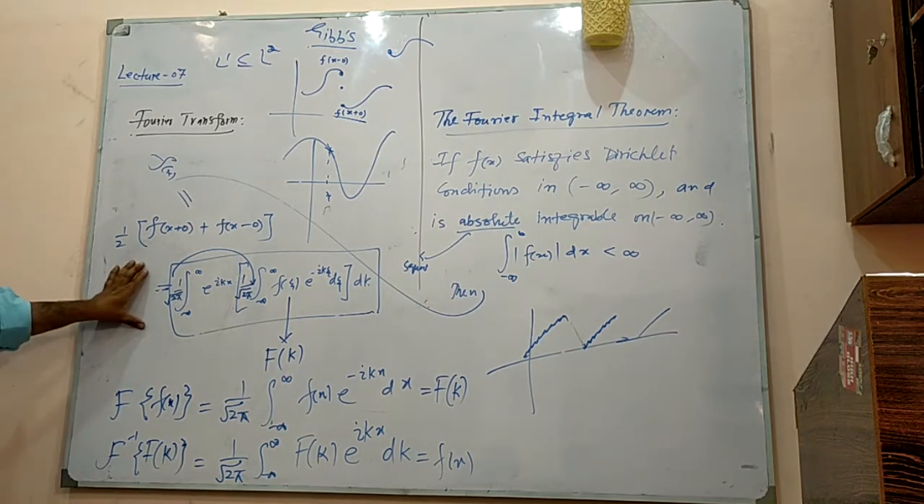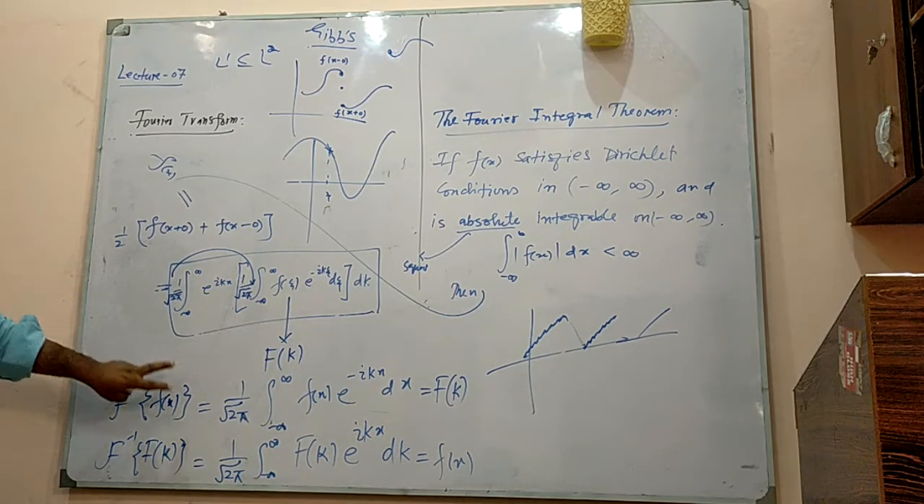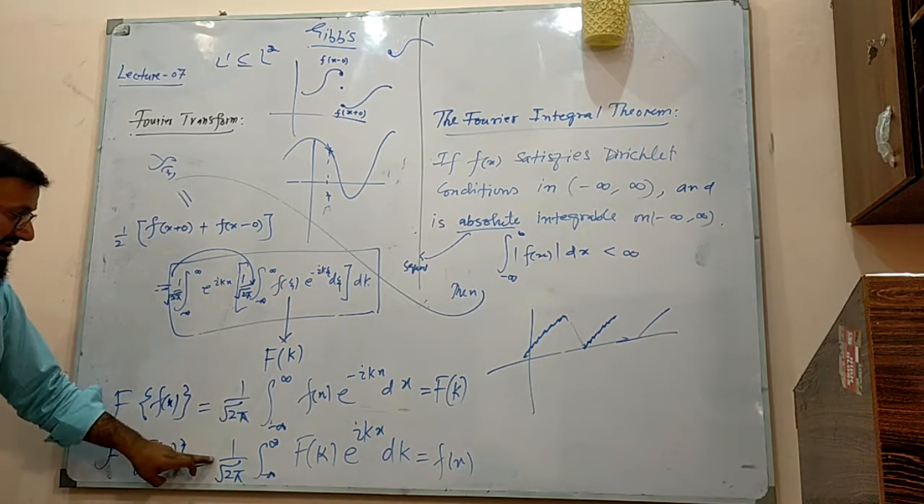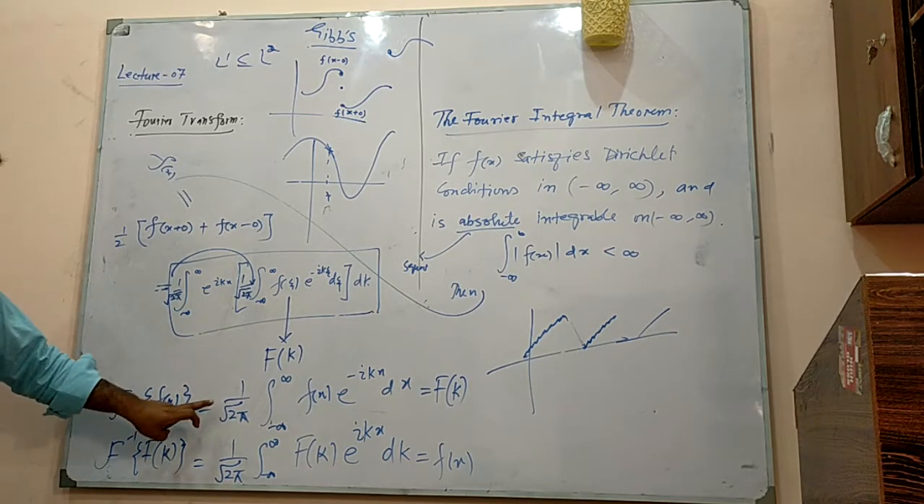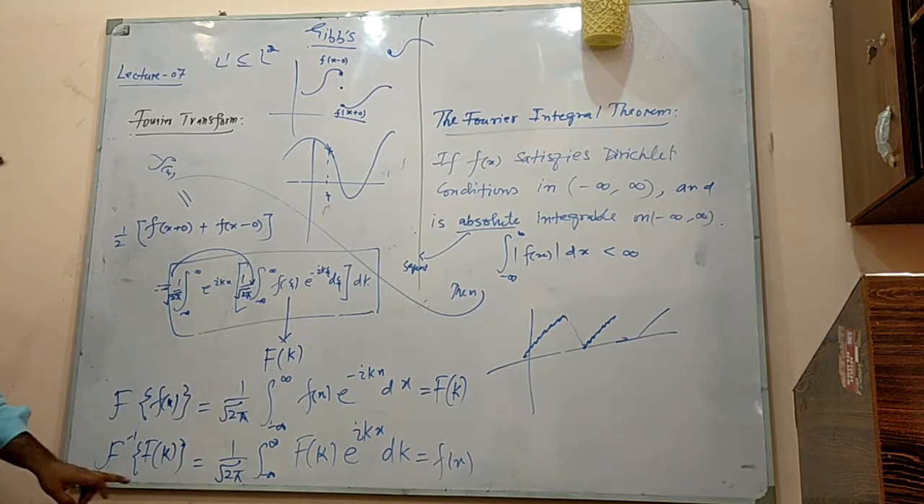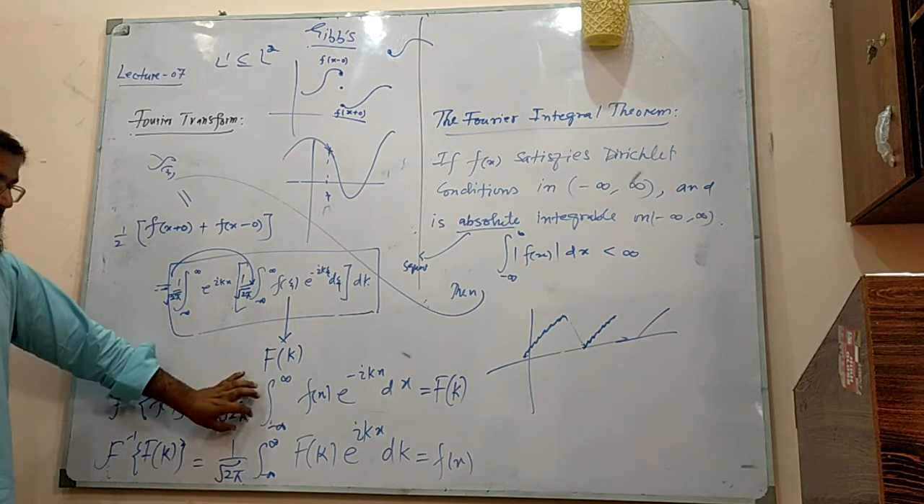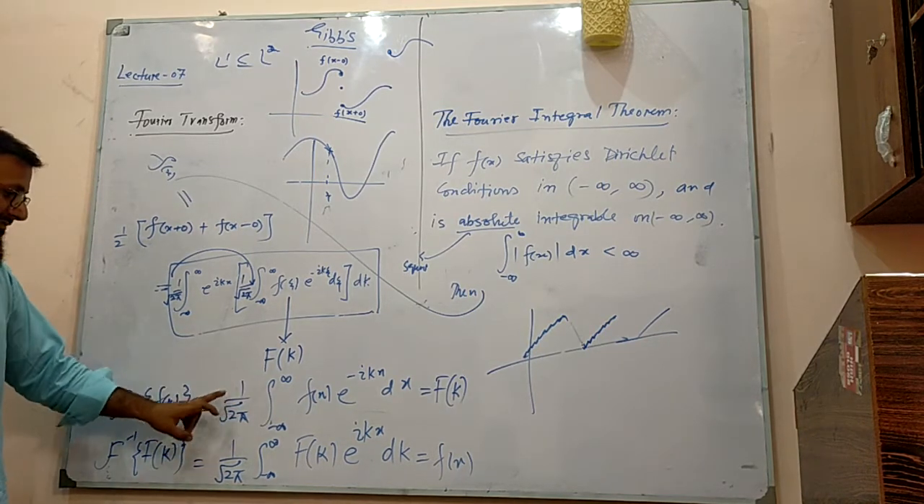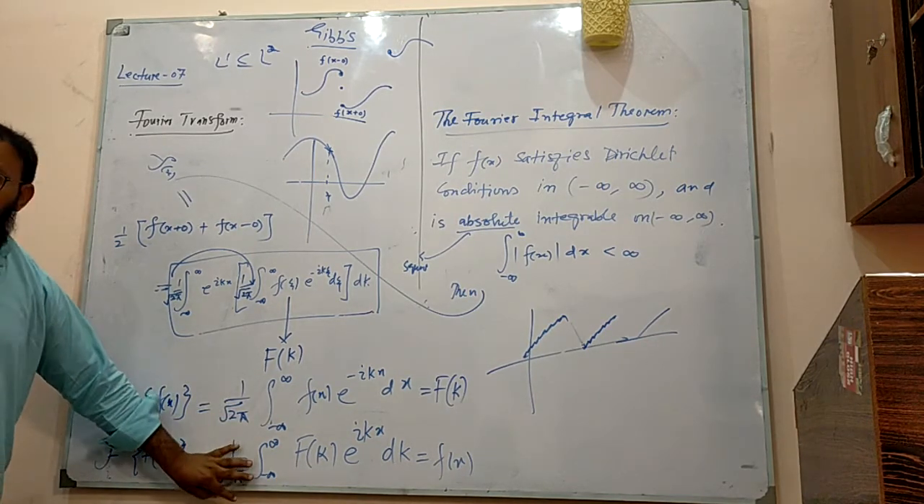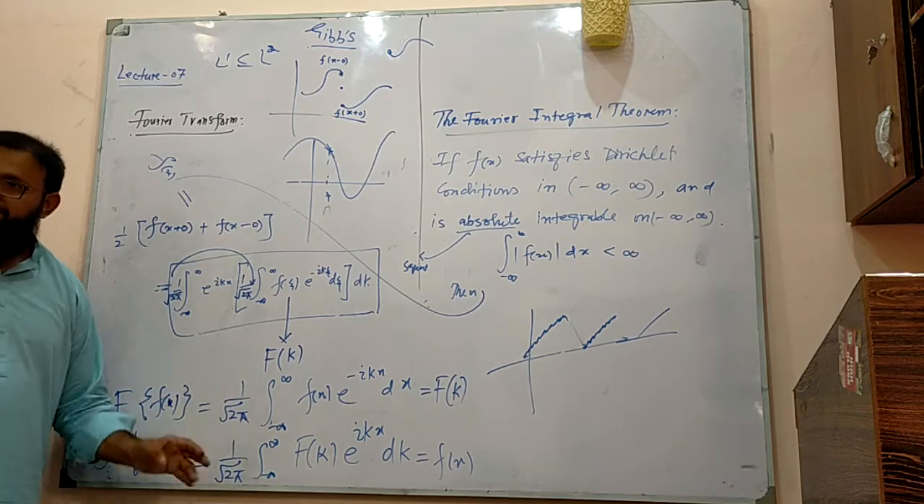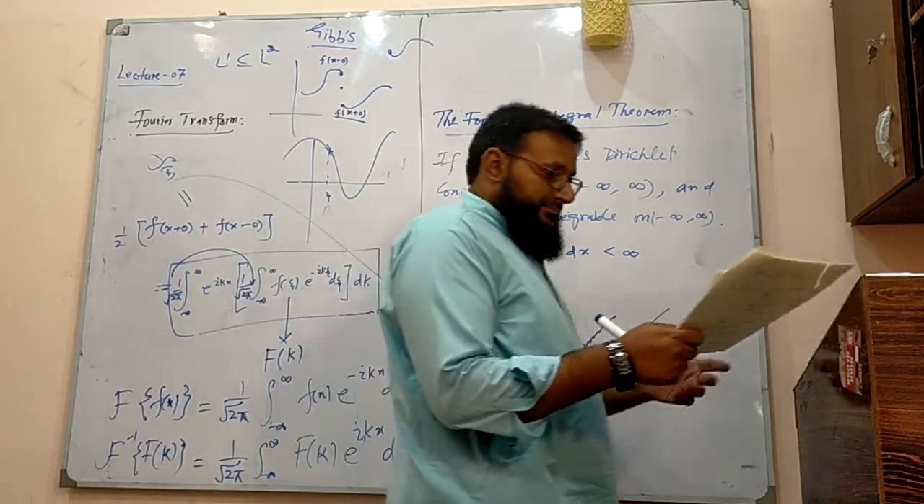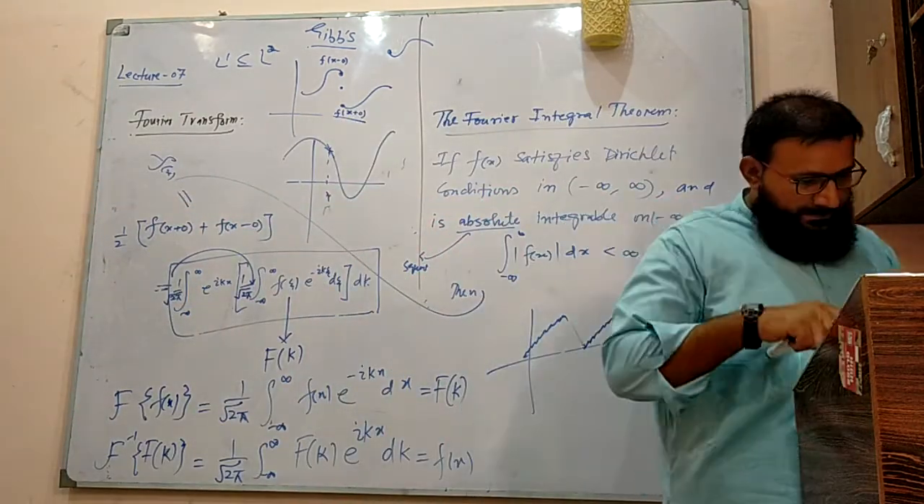These come from this integral representation. The product of these coefficients must be 1 over 2 pi. So some people write 1 over 2 pi here and don't write anything there. Sometimes they write 1 over 2 pi there and don't write anything here. Sometimes they write it this way. It depends.